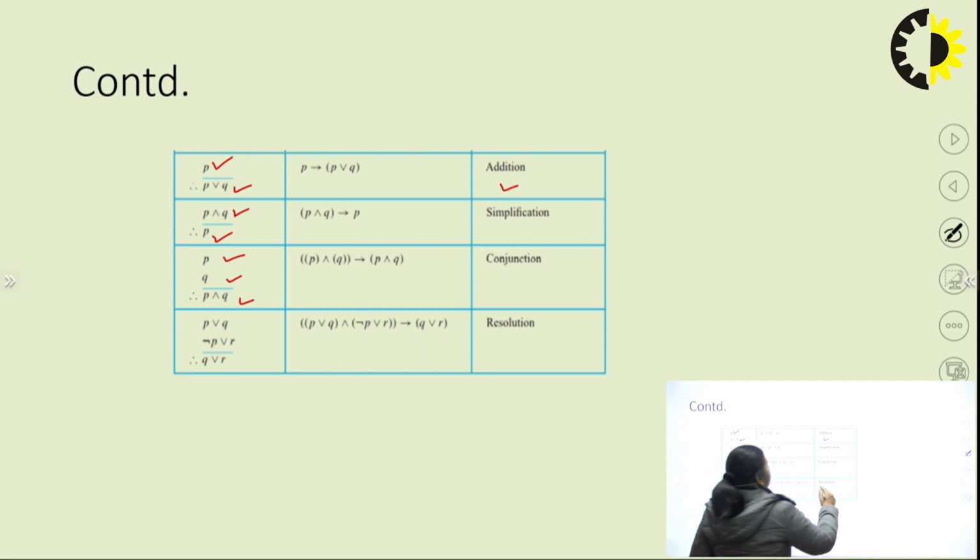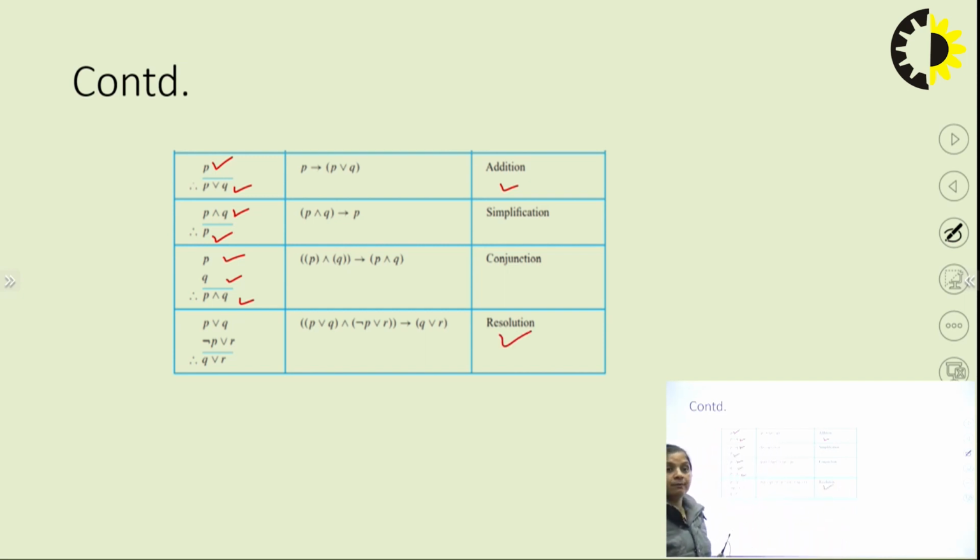Now a very powerful rule which is called resolution. What is the rule of resolution? In inference theory, it says that we have two statements in clause form. What is clause form? Clause form says that in a statement there should be only OR and NOT operators. Implication and double implication are not allowed. Only negation and OR are allowed.